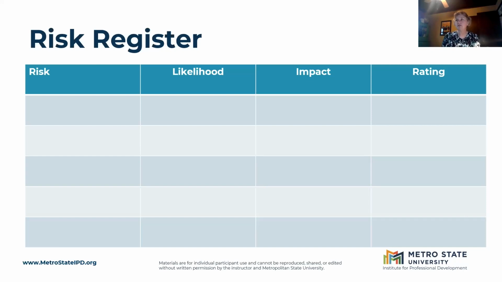I also like to use it for making business cases. So we recently added a diversity, equity, and inclusion program to our department to add that training. And I presented a business case to the university on why I thought we should add it. And one of the things I included was a risk register, because I can't predict the future either. There's always a level of risk.